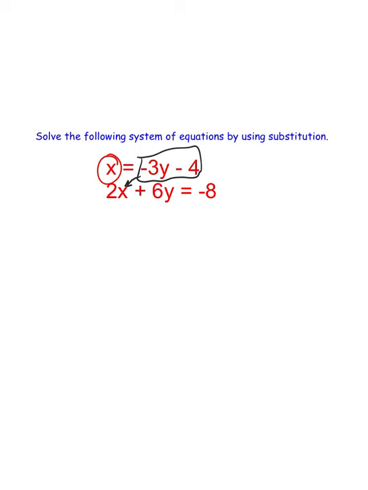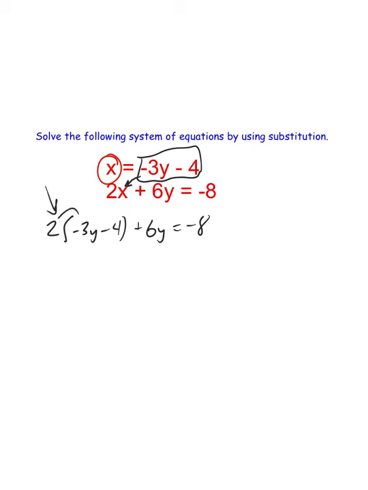variable. So what we have here now is 2 times (-3y minus 4) plus 6y equals -8. And a good way to check if you're making a mistake is if you have a y and an x in the equation that you're writing here, that's an issue. The whole reason we substitute is to have only y's or only x's. Doesn't really matter which one we have because we're going to solve for both of them eventually, but we start with only one of them there.